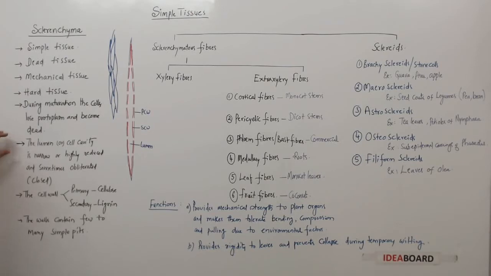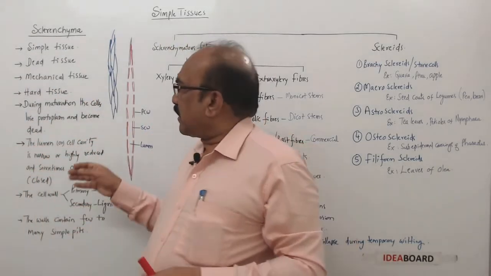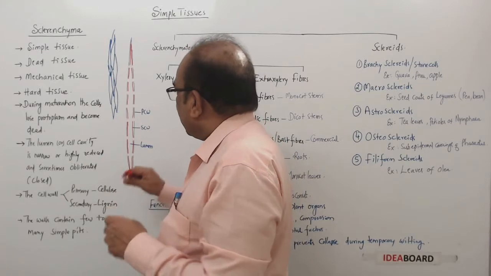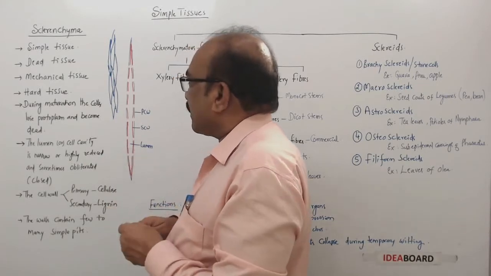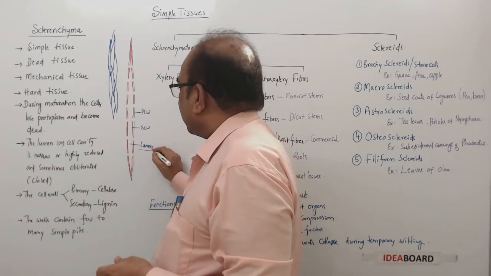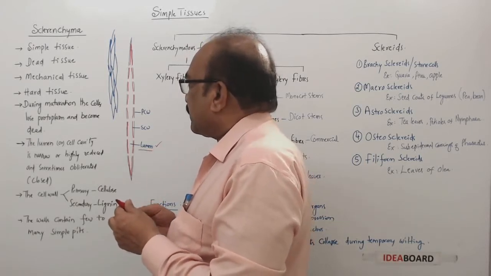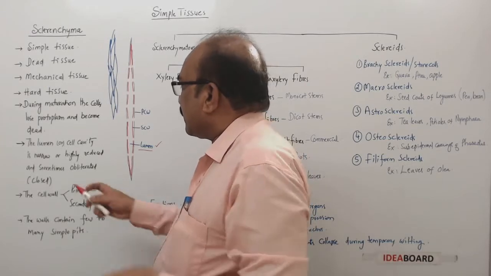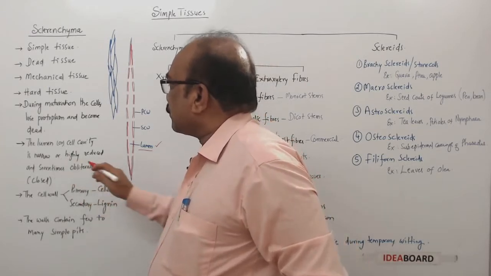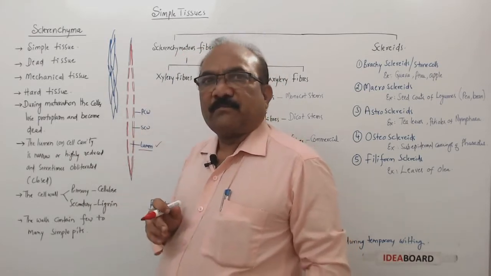And what will you find in the place of protoplasm when they lose it? What is left? A cavity, and the cavity is called lumen, or cell cavity. Okay, and the cell cavity is narrow or highly reduced.